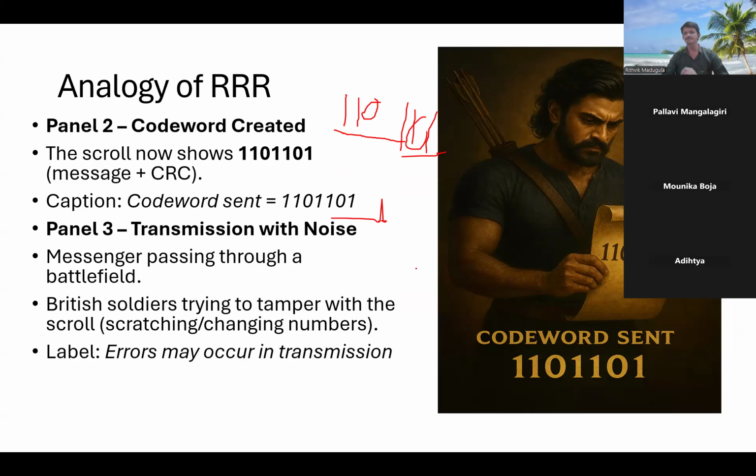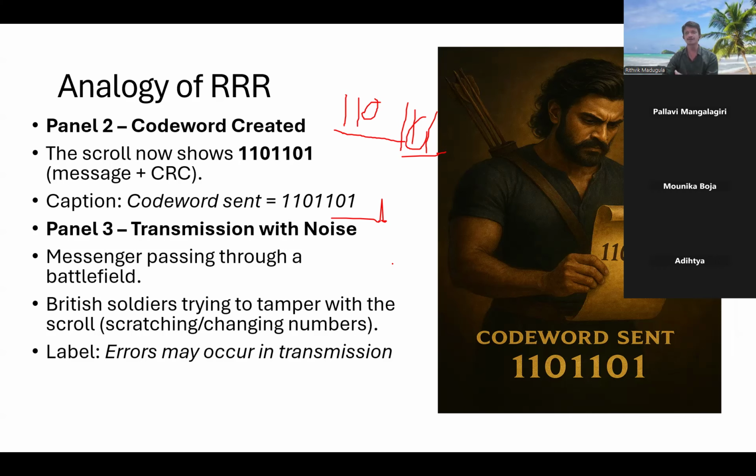Now if the decryptor or any soldiers interrupt this particular message, it will be corrupted. During the transmission there will be some sort of noise. Let us just hope this noise was created by soldiers changing or tampering with the messages or the numbers. This code word should be delivered to Beam, so that Beam is going to decrypt this particular message.